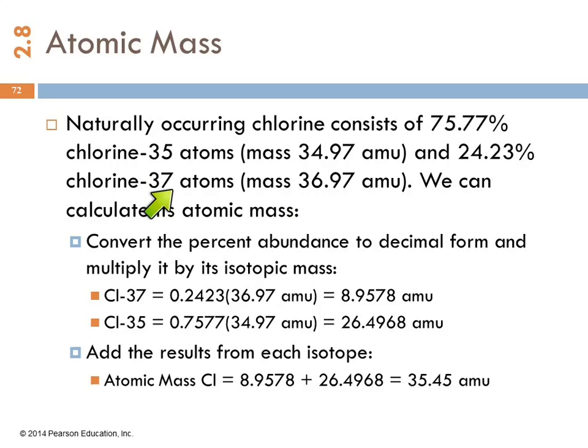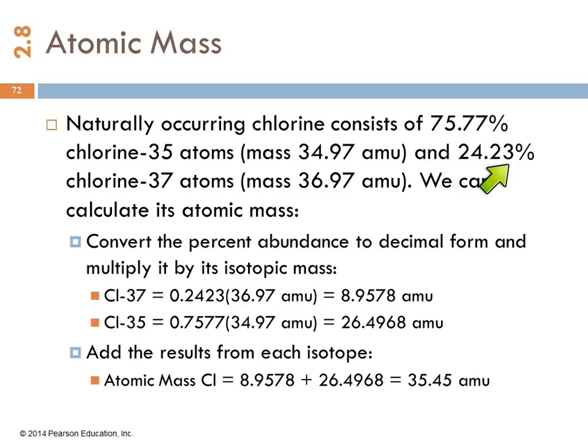This number is very close to 37. This is very close to 35. So 75.77% of all chlorine is the chlorine 35. 24.23% is the chlorine 37. So we do a weighted average to calculate the average mass. So we take the percent abundance as a fraction.